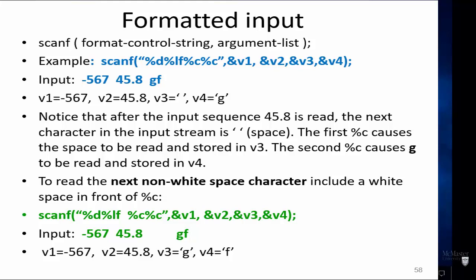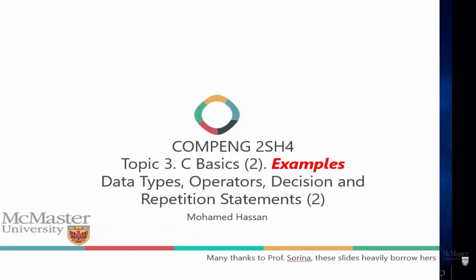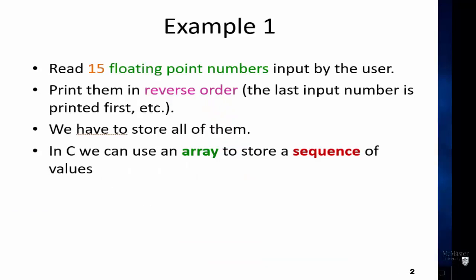Okay, so we'll continue doing some examples here, dealing with iterations and loops and conditions. One example we want to implement is to read 15 floating point numbers input by the user and then print them in reverse order, which means if I enter from 1 to 15, then you print them in the other order, with the last one first, right?